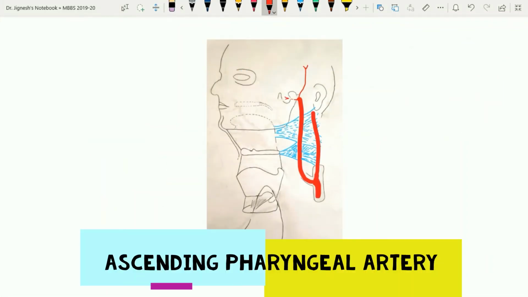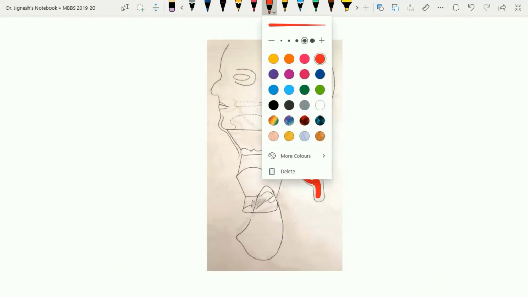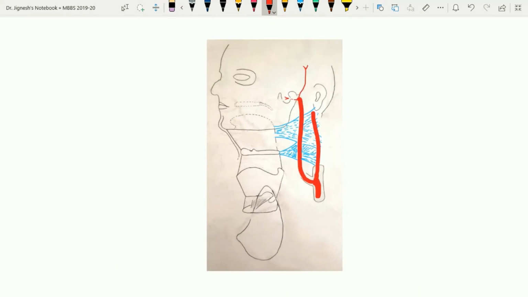Now let's see the ascending pharyngeal artery. This ascending pharyngeal artery is the smallest branch of the external carotid artery, which arises from the medial aspect of the external carotid artery, and this artery passes upward between the wall of the pharynx and the internal carotid artery.